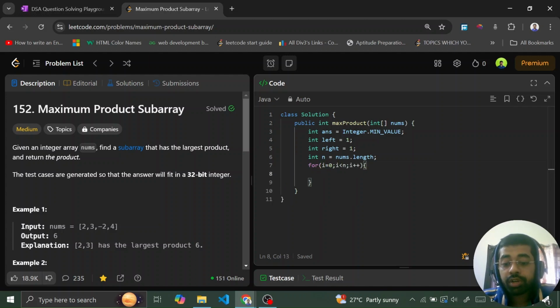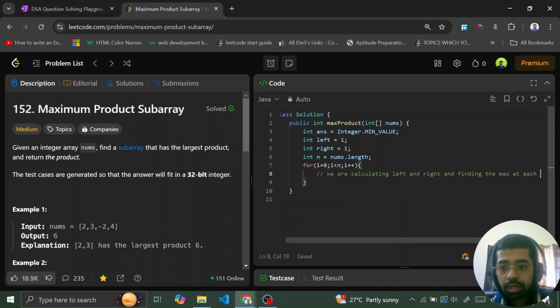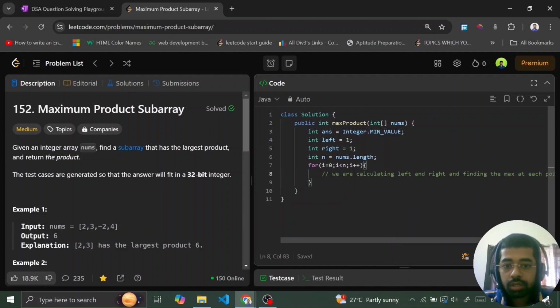And here what we are doing, we are calculating left and right and finding the max at each point. Okay, that's what we are doing. So here what we will be updating, we will be updating left, and we will be using a conditional statement in this case.